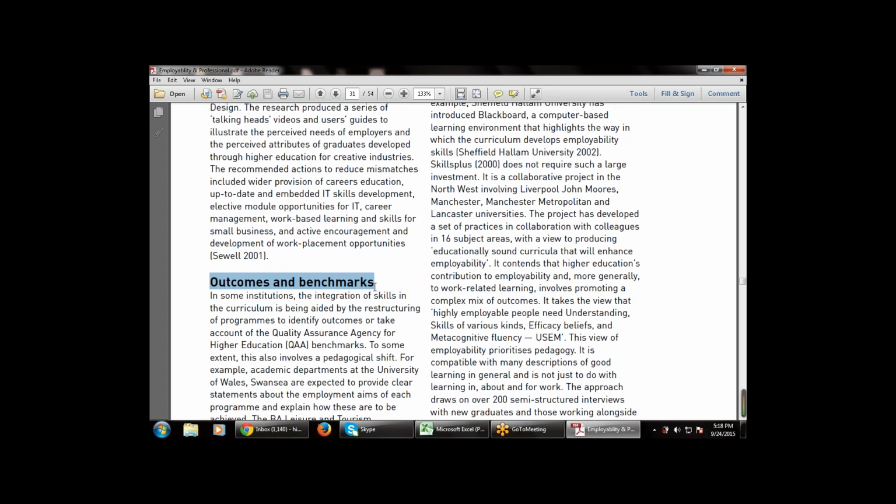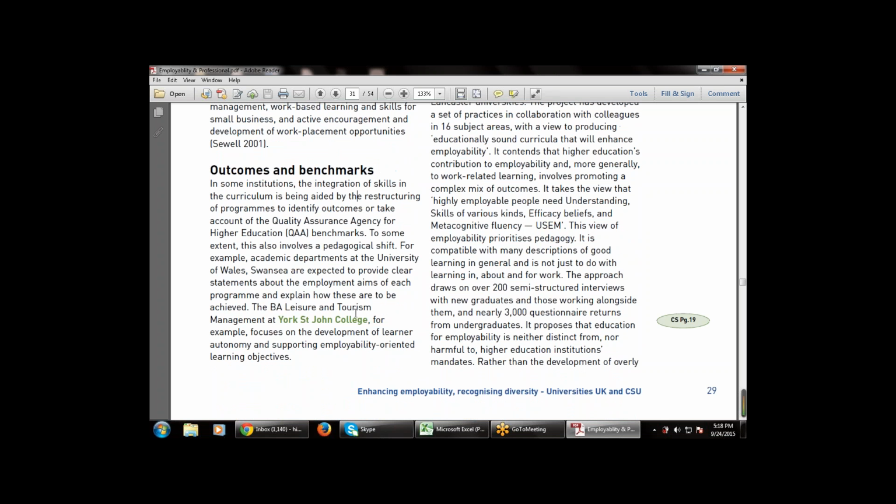The next is the outcomes and benchmarks. What are the various outcomes and benchmarks? There will be a QAA, the Quality Assurance Agency for Higher Education, benchmark. That is also used as a pedagogical shift. For example, the academic departments at the University of Wales are expected to provide clear statements about the employment aims of each program and explain how these can be achieved. That is the outcomes and benchmarks. And the main focus is on the development of the learner's autonomy and supporting employability-oriented learning objectives.